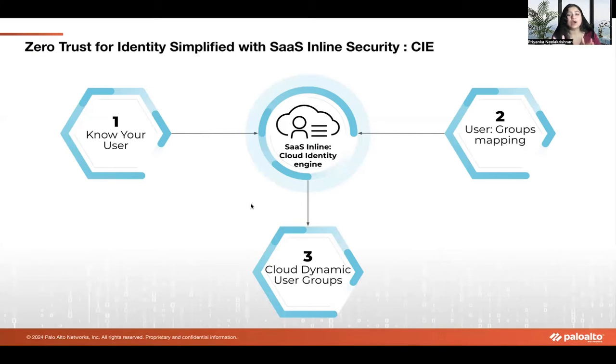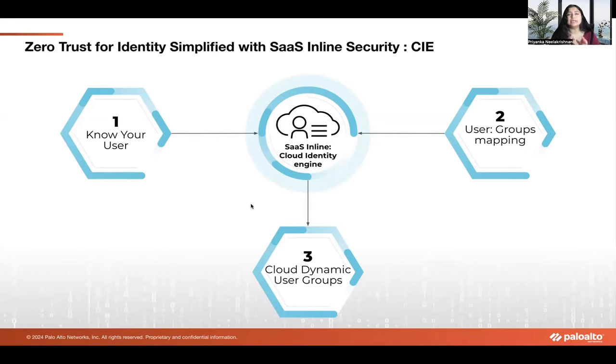With SaaS Inline and Cloud Identity Engine's native integration, we get three things. One, we get complete user attribute details around the user. That is the user's first name, last name, email, manager, role, department, and region the user is coming from. Number two is user-to-group mapping. So what are the groups the specific user is connected with. And number three, we get the details on not just the AD groups, but also the cloud dynamic user groups. That's the interesting part here.